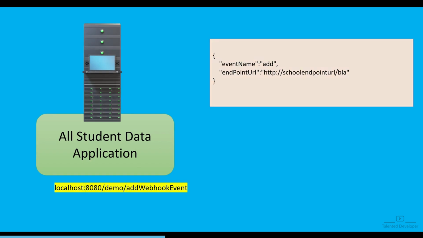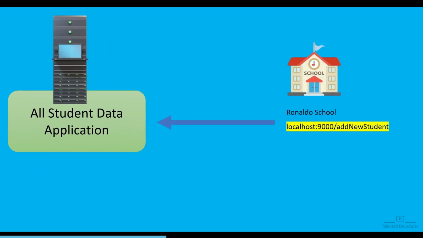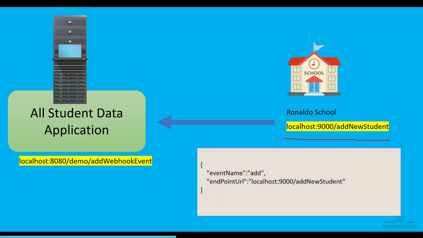So what will happen? Now Ronaldo school will try to send the data. If you notice here, Ronaldo school will have their own server, and that server will run at localhost 9000. Now Ronaldo school will call the add webhook event API, and they can pass this kind of sample data. Here the event name will be add, and you can see the endpoint URL. This endpoint URL will be whatever API the client has where they want to get an immediate response.